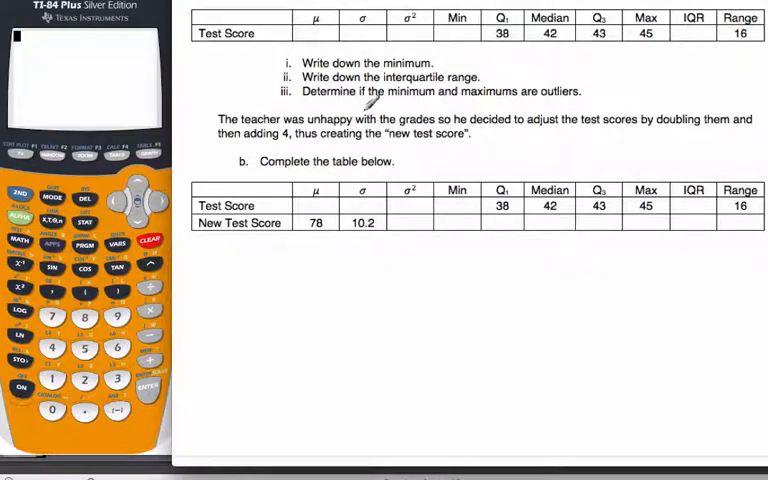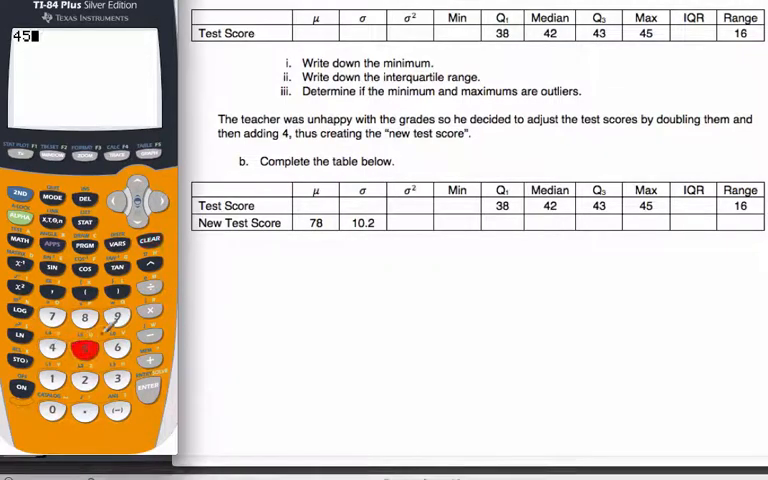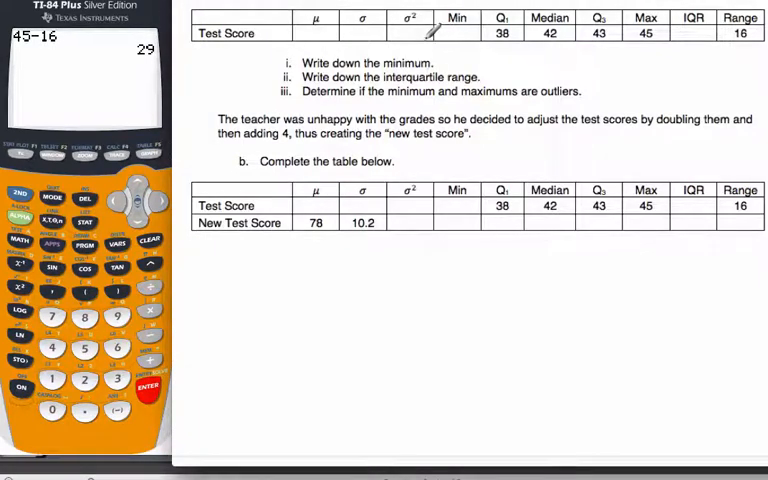Okay, in this problem here, we're given that a math teacher gave a test which has the following statistics as shown as test score. I'm missing some values here, but I know these ones as well. I want to write down the minimum. Well, I know the maximum is 45 and the range is 16. So to find the minimum, I simply go 45, which is my maximum, minus my range. And I know my minimum then is going to be 29.